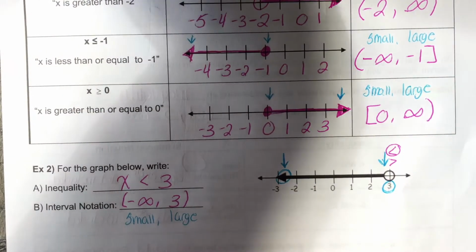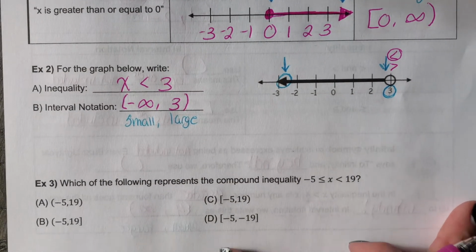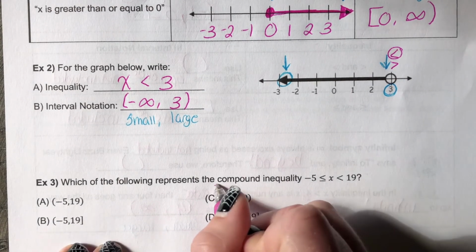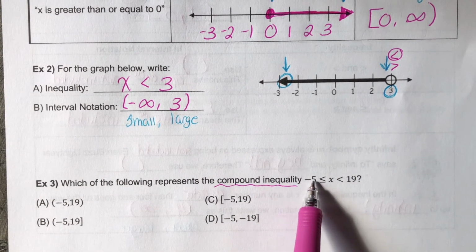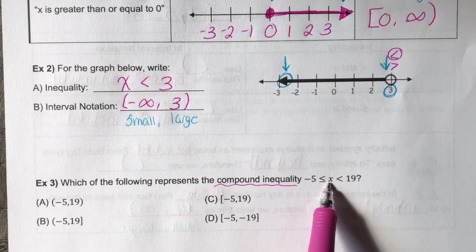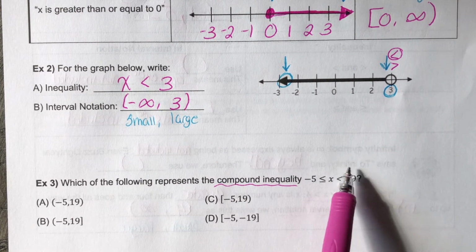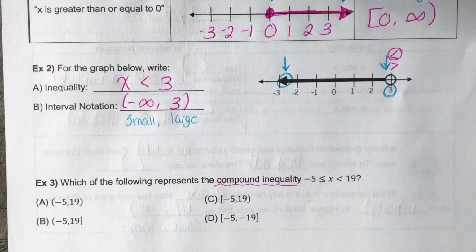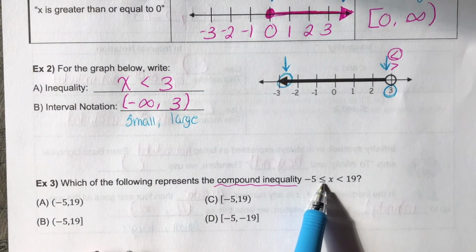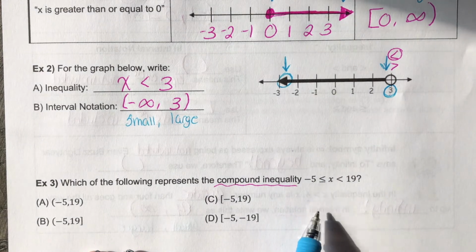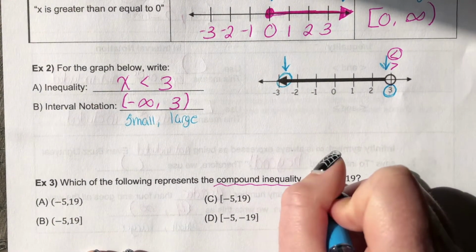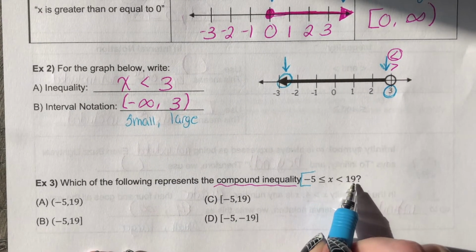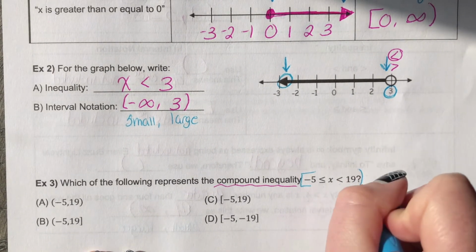And then down below, let's look at example 3 together. All right, example 3, it says, which of the following represents the compound inequality? -5 is less than or equal to x, which is less than 19. Now, this might look tough, but I actually really like these. For me, these are simple because I know when I see that equal symbol, less than or equal to, that's a bracket. And when I don't see it, that means 19 is not included, and that's a parenthesis.